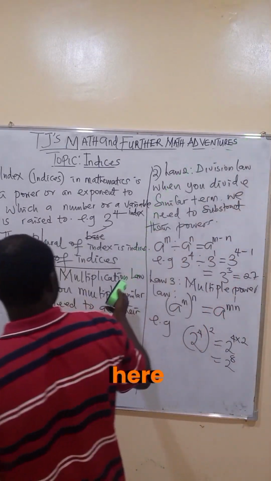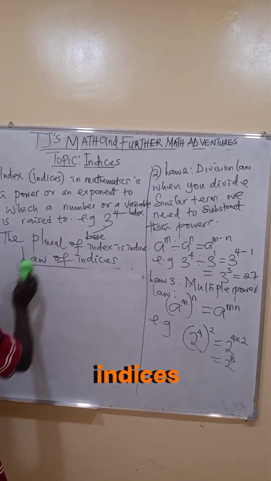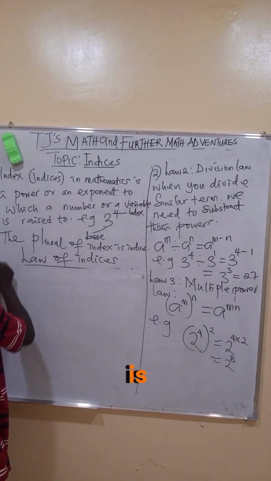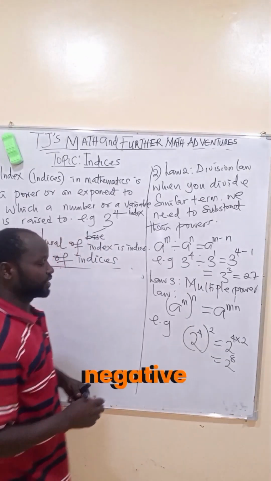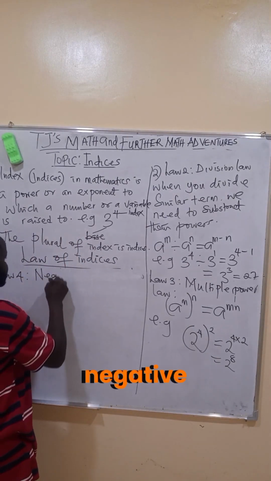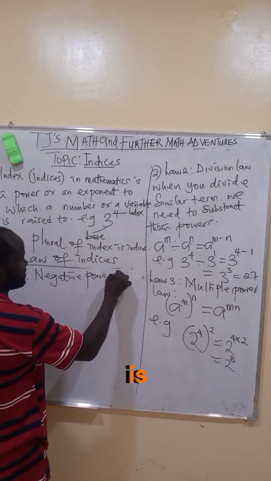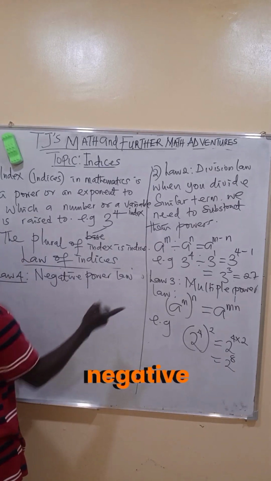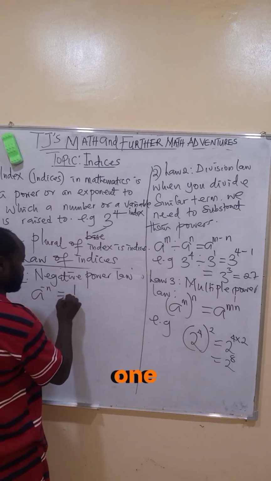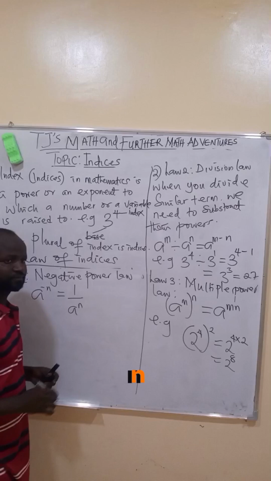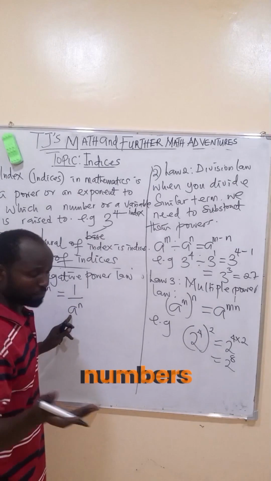Okay, let's move to the fourth law of indices, that's law 4, which is what we call negative power law. Let's say we have a power minus n. This is the same thing as 1 over a power n. And this negative power law of indices can be applied to either variables or numbers.